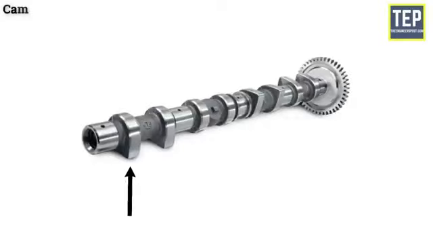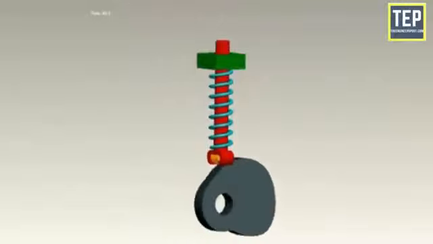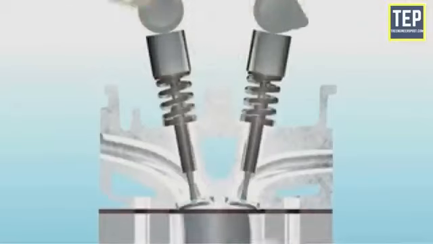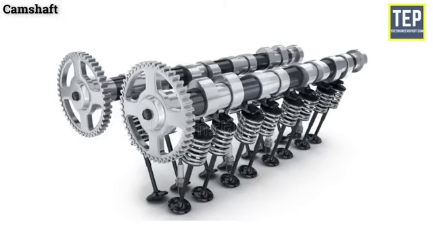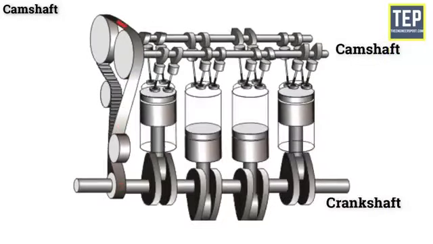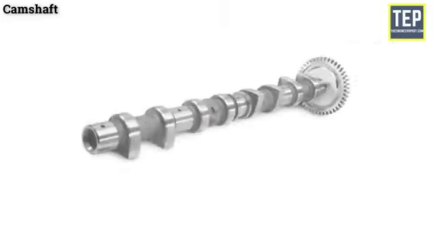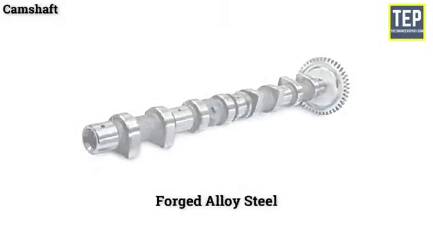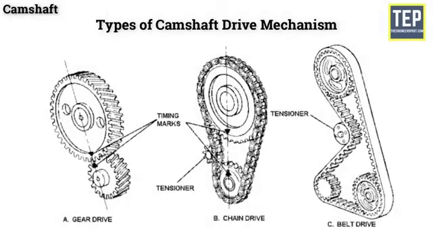Camshaft. A camshaft is a shaft on which cams are mounted. A cam is a device that changes the rotary motion of the camshaft into the linear motion of the follower. It is responsible for the opening of the valves. A camshaft has several cams along its length. The camshaft is driven by the crankshaft, and it has twice as many teeth on its gear as the gear on the crankshaft, and it turns at half the speed of the crankshaft. Camshaft is made from forged alloy steel. There are 3 types of camshaft drive mechanism. They are gear drive, chain drive, and belt drive.